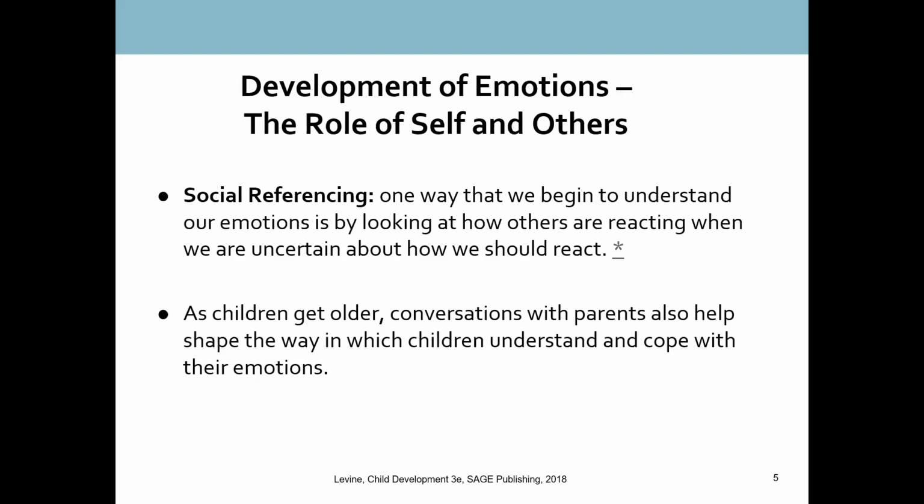One way that we begin to understand our emotions is by looking at how others are reacting. When we are uncertain about how we should react, this is called social referencing. It first develops between the ages of 9 to 12 months or so, just at the end of the first year of infancy.